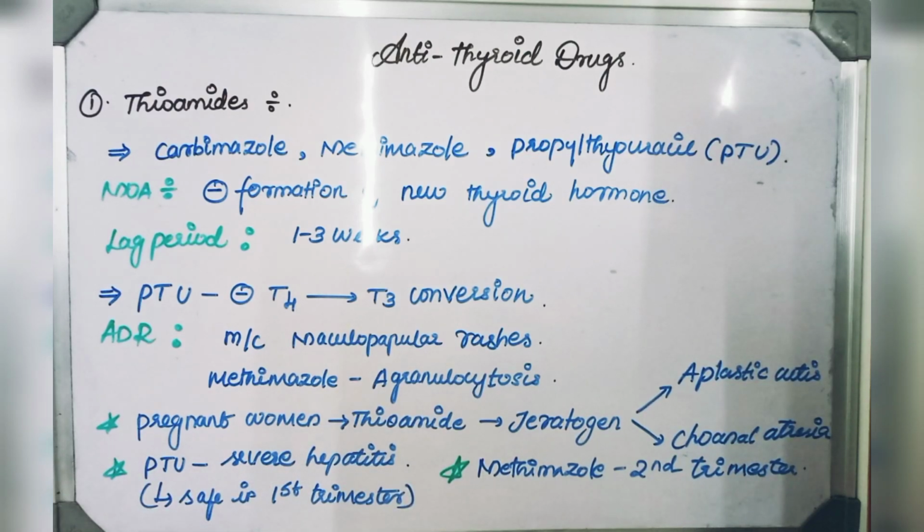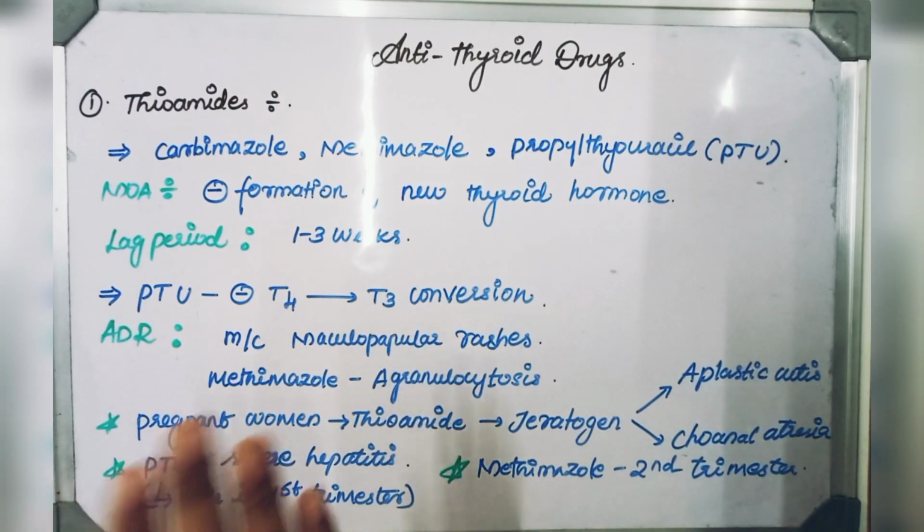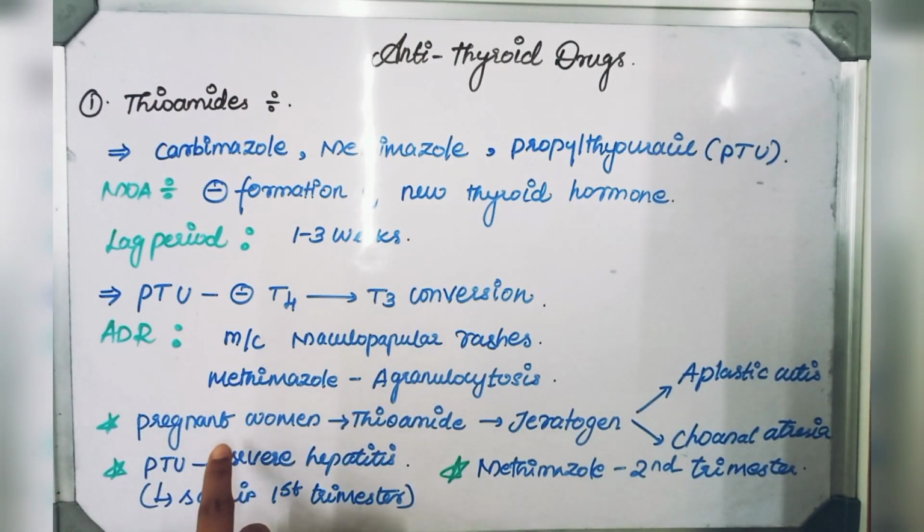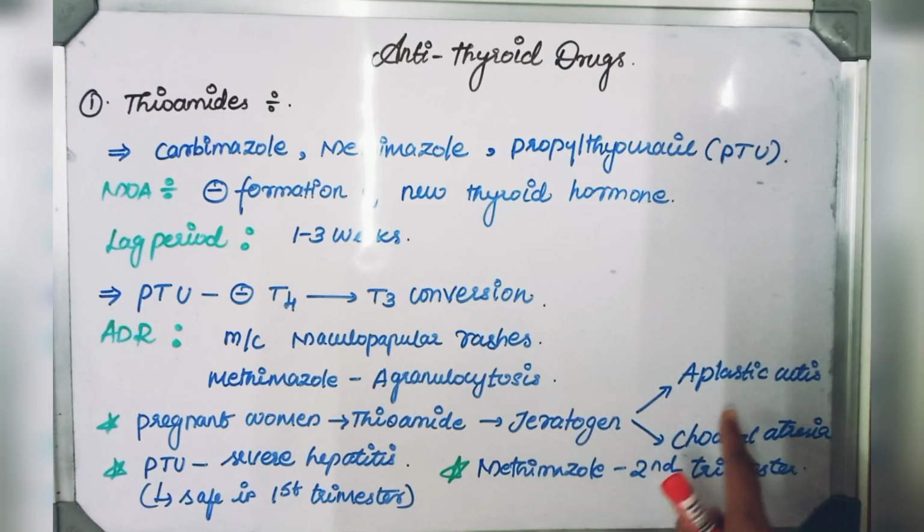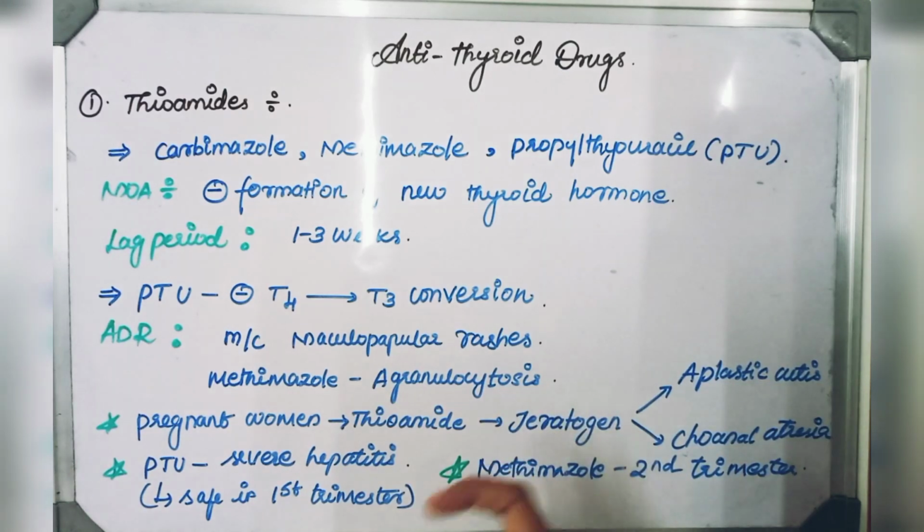When discussing any drug, we have to think about pregnant women. If thioamides are taken by pregnant women, they have a teratogenic property causing aplasia cutis, which is a deformity of the scalp in newborns, and choanal atresia, a deformity in the nasopharynx development.